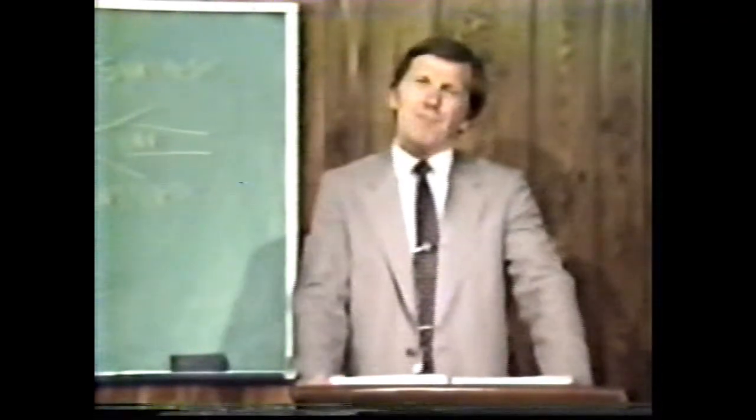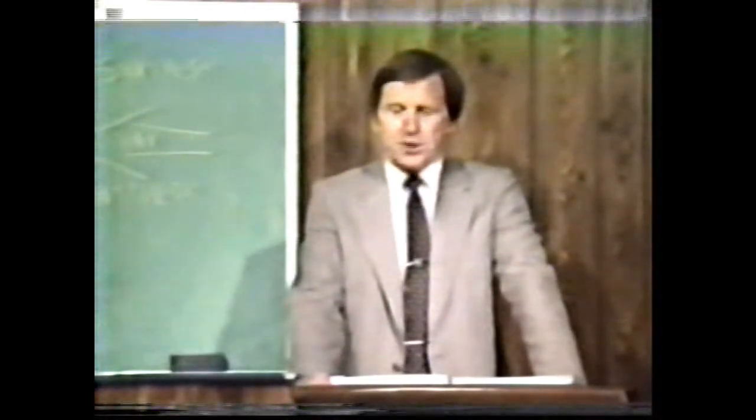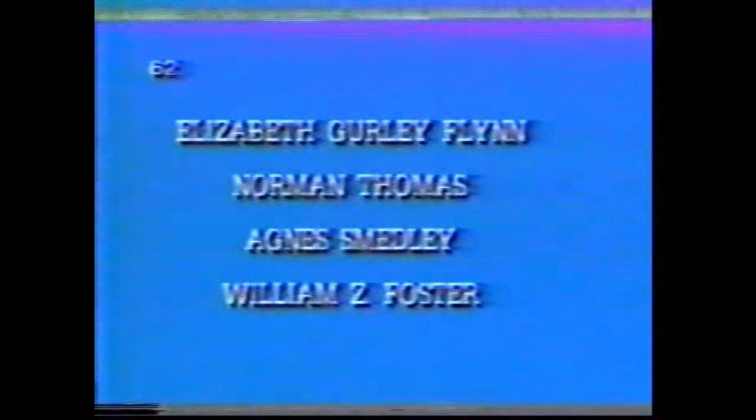That organization had a very interesting history. It was formed in 1919, just 6 years before the Scopes trial, by Elizabeth Gurley Flynn, who would later become national chairman of the Communist Party, Norman Thomas, later to become the head of the Socialist Party, Agnes Smedley, who would later become a Soviet espionage agent in China, and William Z. Foster, later to become a leader in the Communist Party. Those were the founders, or some of the founders, of the American Civil Liberties Union.